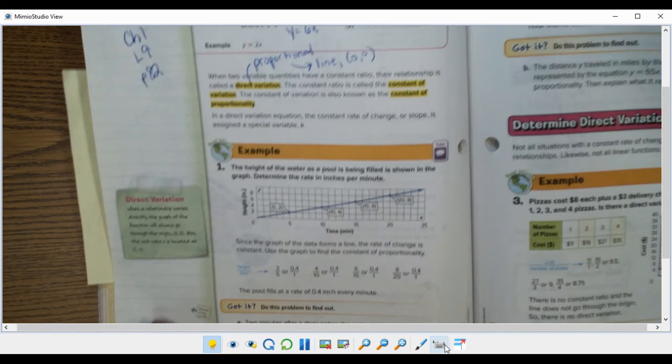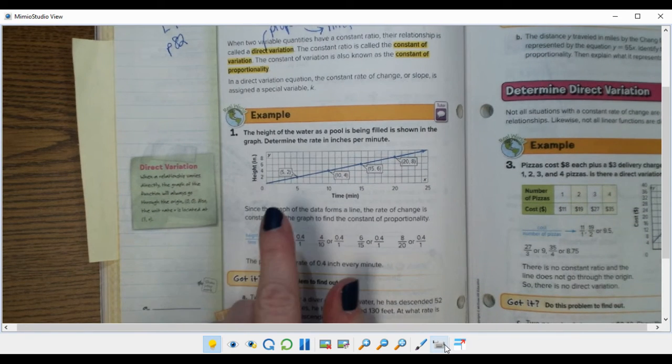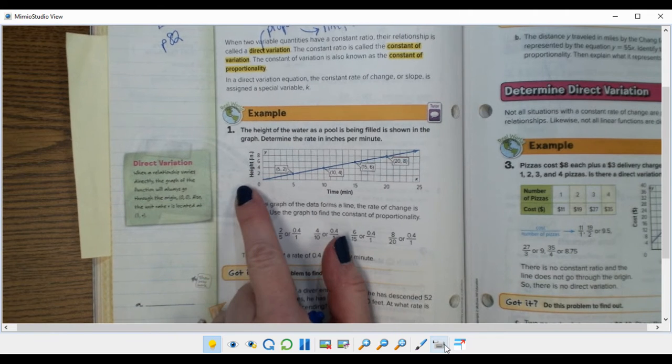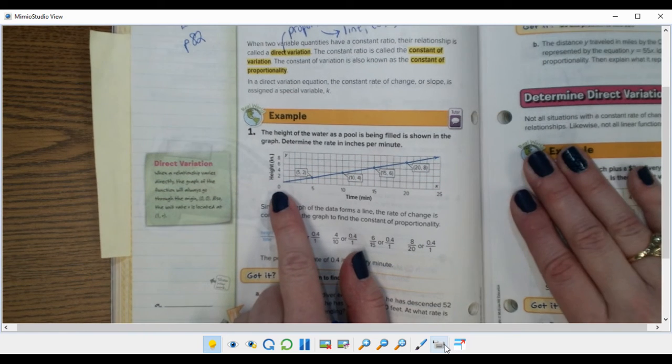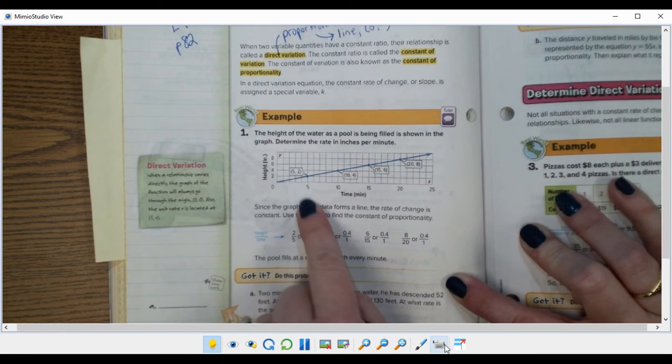Now, I look at this, I say, well, it does form a straight line. It does go through 0, 0. So this will have direct variation, a constant of variation, a constant of proportionality. You can have slope without it going through the origin, and we'll look at an example of that in just a moment. But this can do everything we need it to do.